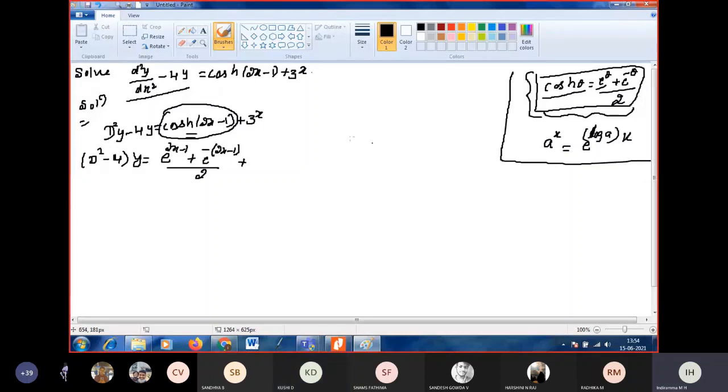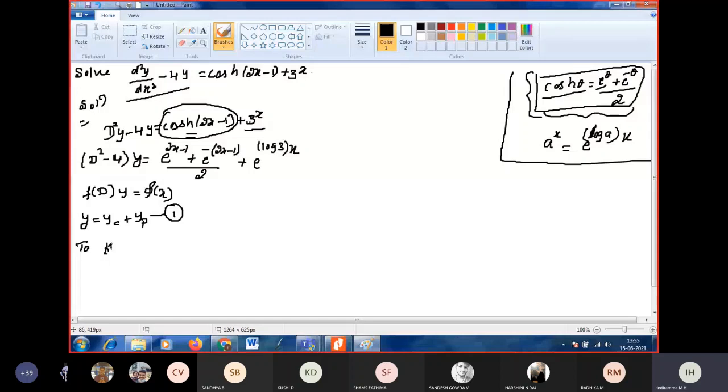Yes, ma'am. So a power x, we know that a power x is e power log a into x. So it can be written as e power log 3 into x. Now each and every term contains an exponential term. Therefore it is of the form f of D into y is equal to phi of x. Since it is non-homogeneous, our general solution is y is equal to yc plus yp. We should find both yc and yp. Call it equation 1.